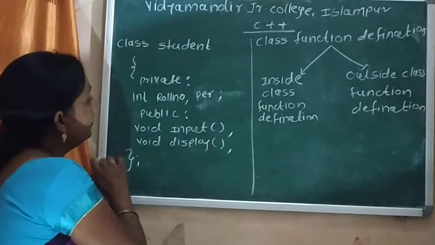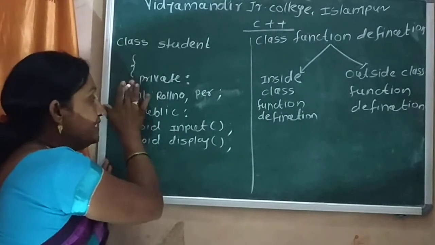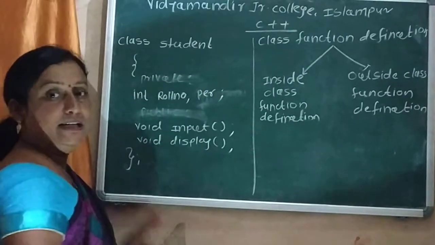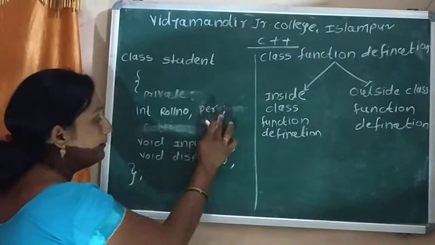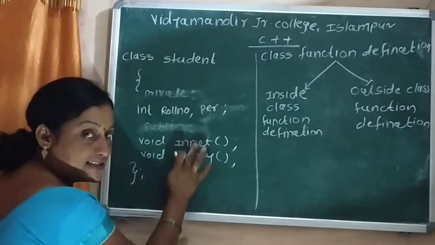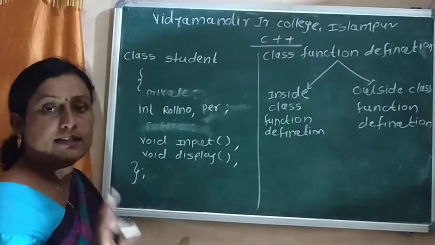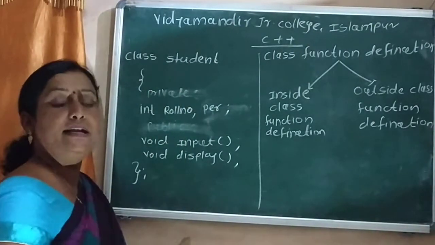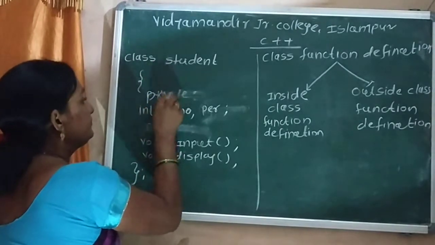If the user does not write any visibility mode, private or public, the computer automatically considers all these data members as well as member functions to be private. These data members and member functions are private members. Okay.